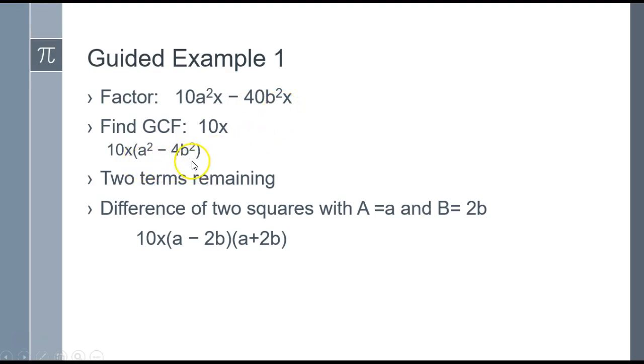Now I need to look at what's in the parentheses. There are two terms. This is the difference of two squares. The first one is lowercase a squared, and the second one is 2b, the whole thing squared. So for my pattern, a plus b times a minus b, big A is in this case little a. This is a little confusing. And the second perfect square comes from squaring 2b. So I do 10x times a minus 2b times a plus 2b. I look at each of these sets of parentheses and I realize I am done. Those are prime.